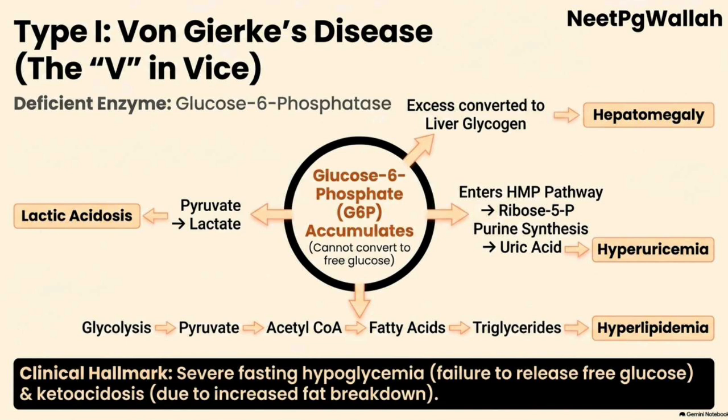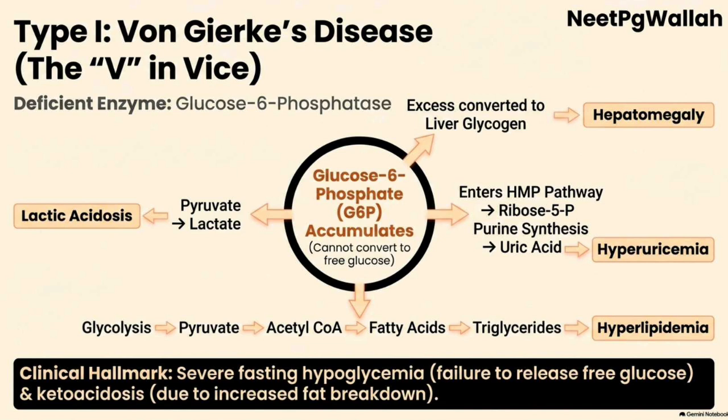Let's unpack the cascading effects of that G6P accumulation, because honestly, understanding why the symptoms happen is so much better than just memorizing a list. First up, since it can't convert to free glucose, the clinical hallmark is severe fasting hypoglycemia. The body just completely fails to release free glucose into the blood. Second, all that excess G6P gets converted into liver glycogen, causing hepatomegaly, or a dangerously enlarged liver.